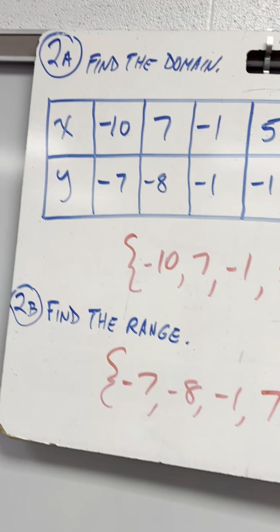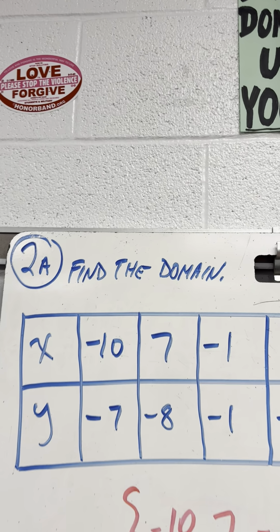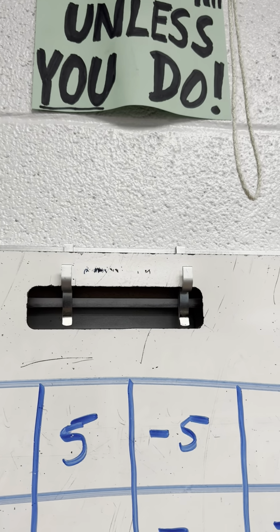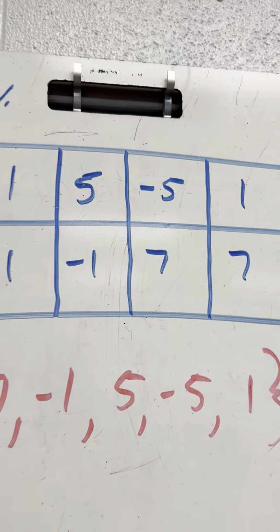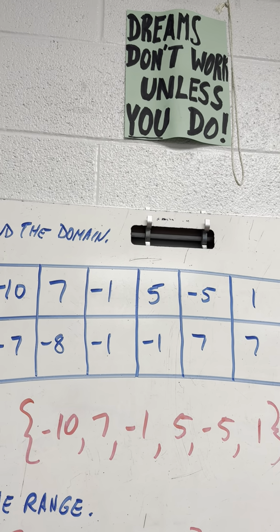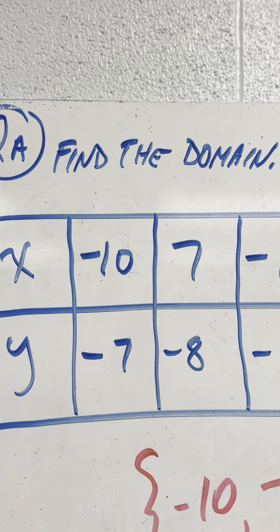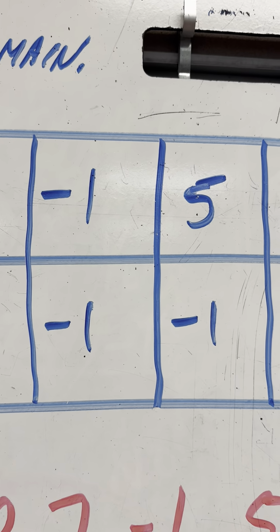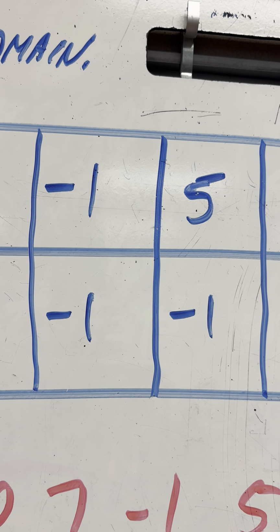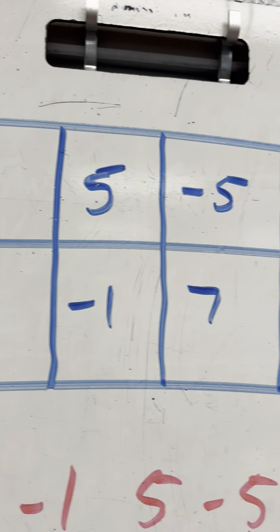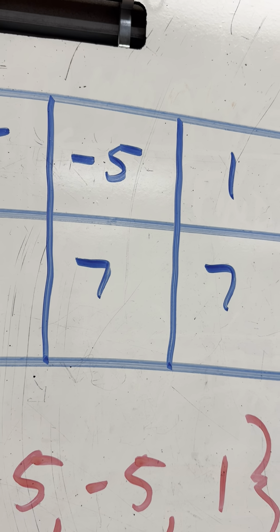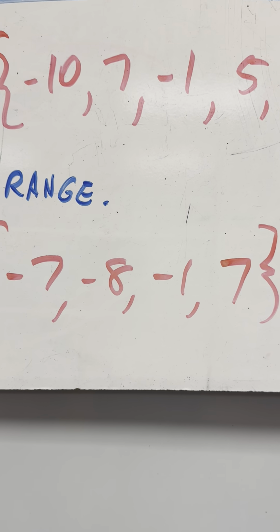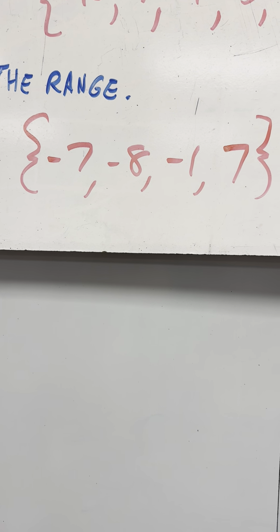All right. Find the domain here. Once again, it'll be negative 10, 7, negative 1, 5, negative 5, 1. That's your domain. What's the range? The y values: negative 7, negative 8, negative 1. Now, negative 1 is twice, you only need to type it once. 7 is twice, you only need to type it once. So you'll have negative 7, negative 8, negative 1, and 7. That's the range.